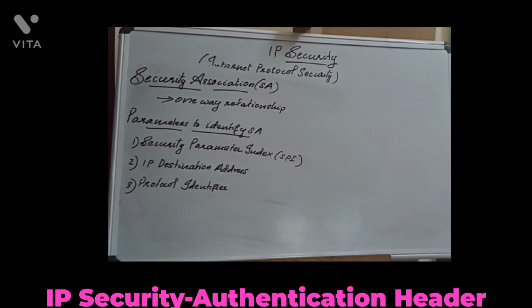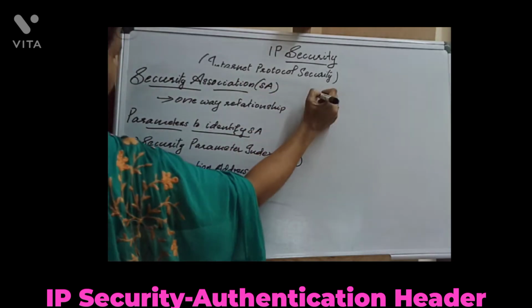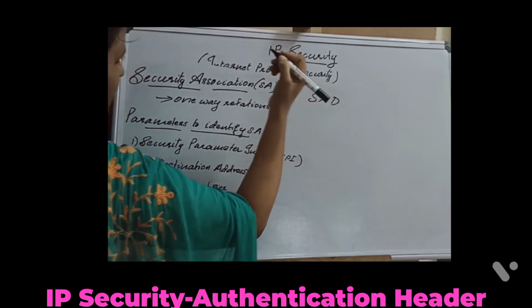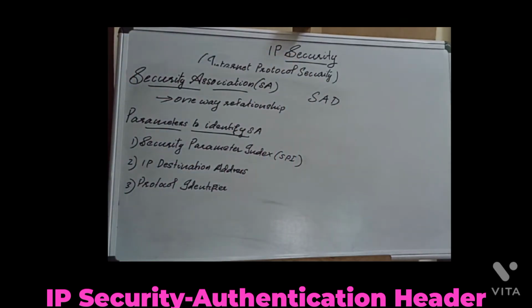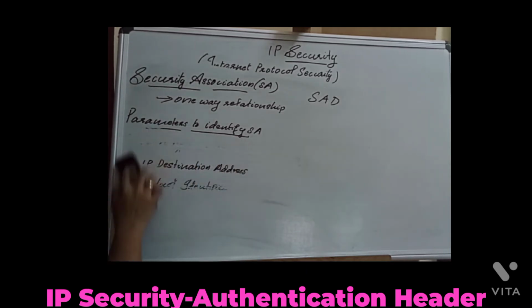All the parameters and all the information regarding security association will be maintained in a security association database. All the information regarding security association will be stored in the security association database. These three are the different parameters to identify security association. Next we'll move to different parameters associated with security association.